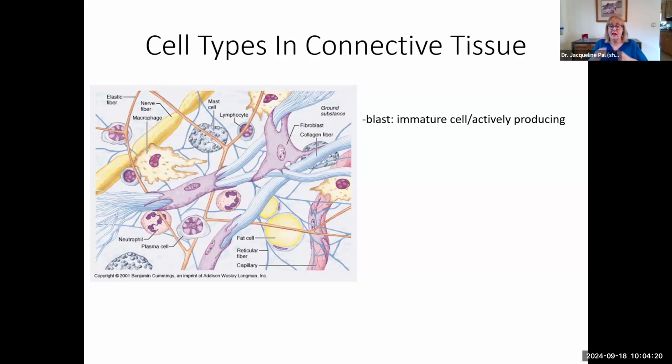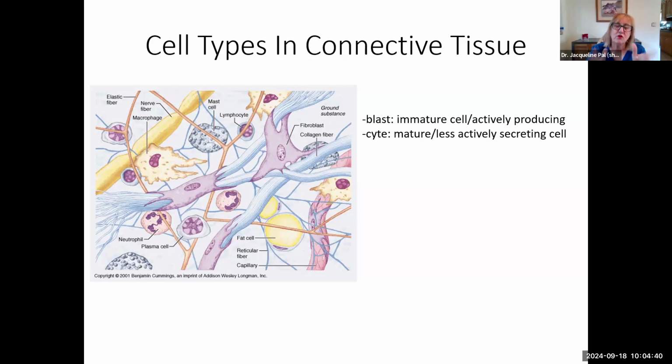So it'd be like building the bone house. Okay. Now, as all of you know, once the house is built, you no longer have to build it, but you got to do a little bit of maintenance, don't you? So you can't just retire. So from that point, we move from a blast to a cyte.